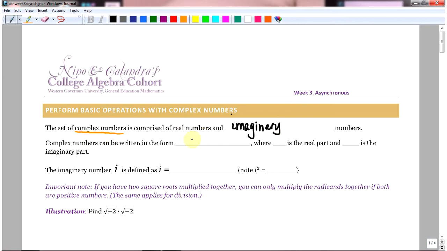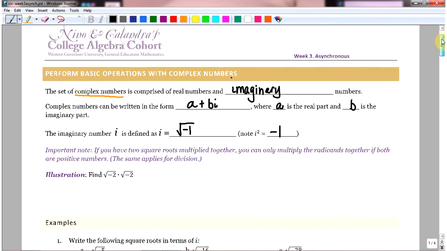Complex numbers can be written in the form a plus bi, where a is the real part and b is the imaginary part. So the numbers that we've been looking at so far have had this value of b equal to 0 because we haven't seen the number i so far. Well, i is the imaginary number, and it's defined to be the square root of negative 1. This is equivalent to saying that i squared is equal to negative 1.